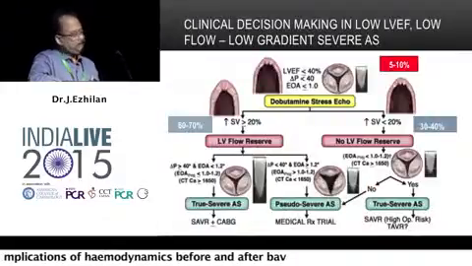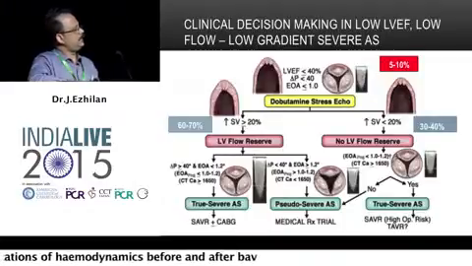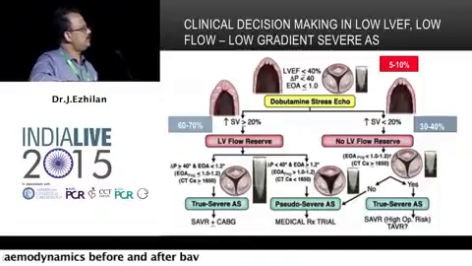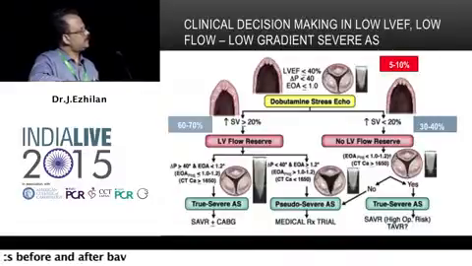So what you do is a dobutamine stress echo when you have low flow, low gradient with LV dysfunction. In the dobutamine stress echo, if your stroke volume increases by more than 20%, that means you have LV flow reserve. If the stroke volume increase is less than 20%, then you have no LV flow reserve. This forms 30 to 40% of this group of patients, and this forms 60 to 70%.